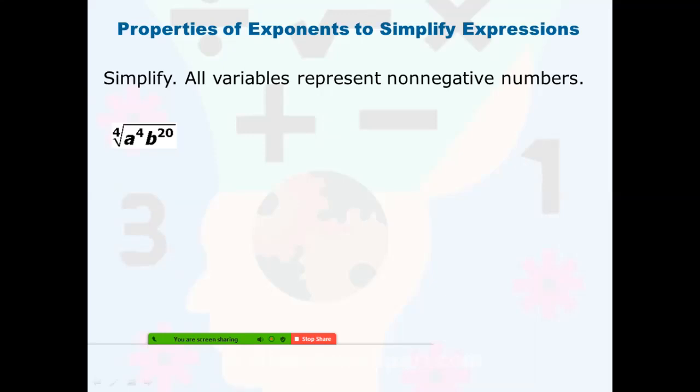To get rid of the root sign, if you remove this root, what happens to this 4? It will change into a fraction. Exactly what we were doing before. When you remove the root, this 4 changes to a fraction and becomes 1 over 4. No matter what number, if you are removing the root, it becomes 1 over the index. This is the index here. So for this question, it's going to be a to the power of 4, b to the power of 20.